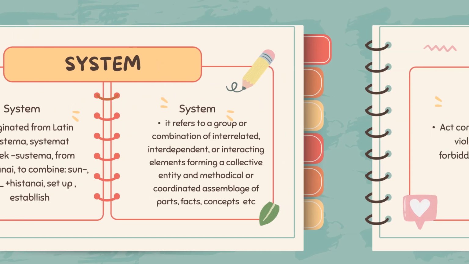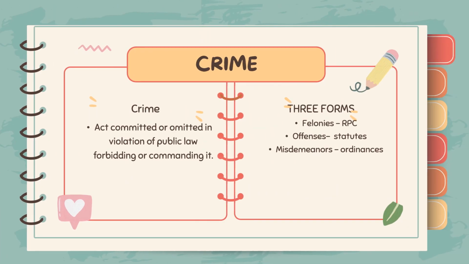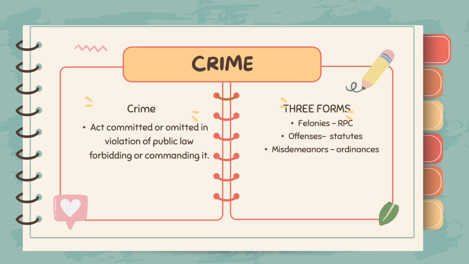Then we have crime. Of course, crime is an act committed or omitted in violation of a public law forbidding or commanding it. And there are three forms of crime. We have felonies, offenses, and misdemeanors. Felonies refer to violations of the Revised Penal Code, offenses refer to violations of statutes, and misdemeanors refer to violations of city or local ordinances.